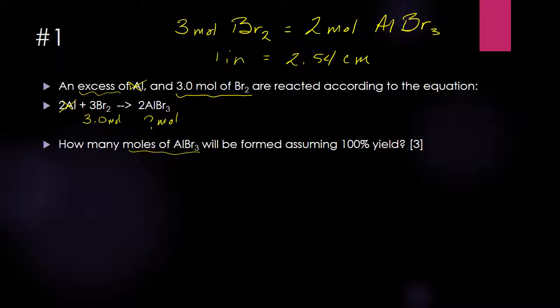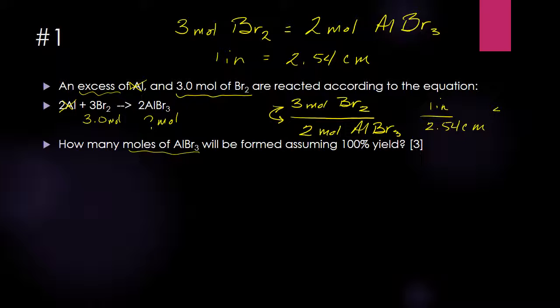So I can turn that into 3 moles of bromine to 2 moles of aluminum bromide. Or I could flip this upside down. Either way, it is still valid, just like 1 inch over 2.54 centimeters. I could flip this equivalent statement as much as I need to suit my needs for solving the problems.